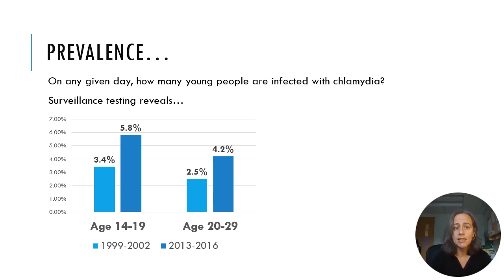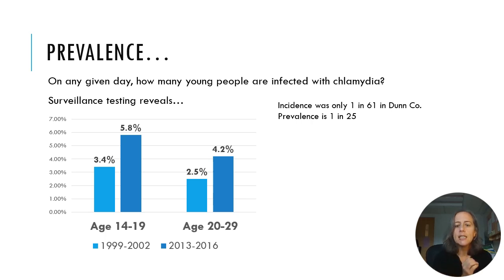But so what we can see is that people aged 20 to 29 in 2013 to 2016, when they went out and just randomly tested people, 4% of them had chlamydia, right? So that's like 1 in 25 had chlamydia. So I don't know, next time you sit in a classroom of 25 people, right? Statistically, probably one of them is infected with chlamydia.